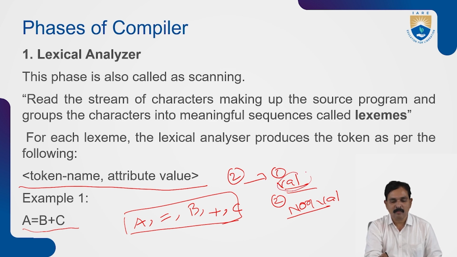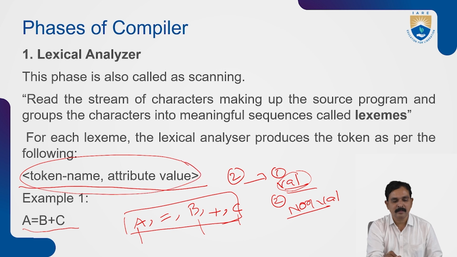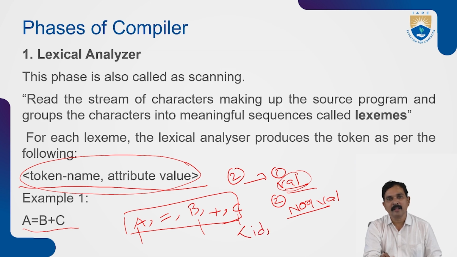Here the question is which tokens have values. Except operators, the remaining operands have values. The operands are A, B, C. For these cases, we should follow this syntax: token name, comma, attribute value. Consider A to be an identifier. You know the meaning of an identifier: it comes with the variable declaration, and it should start with a letter only. You know the identifier rules, so now you know that A is one of the identifiers.